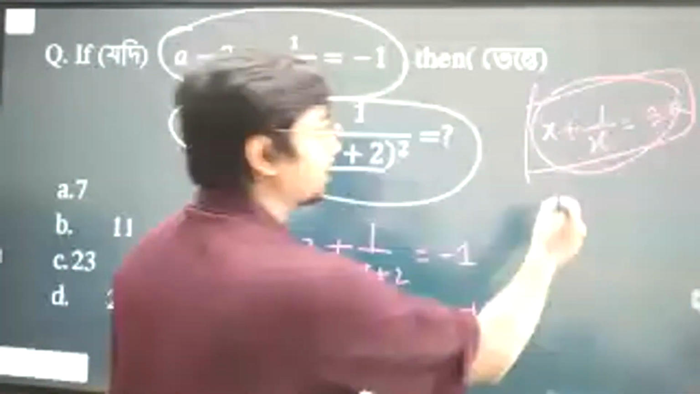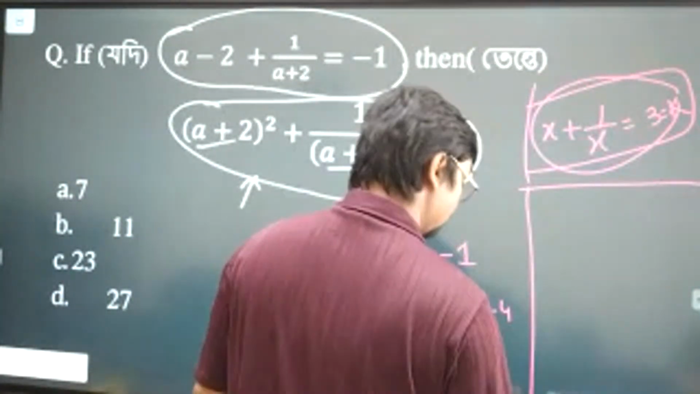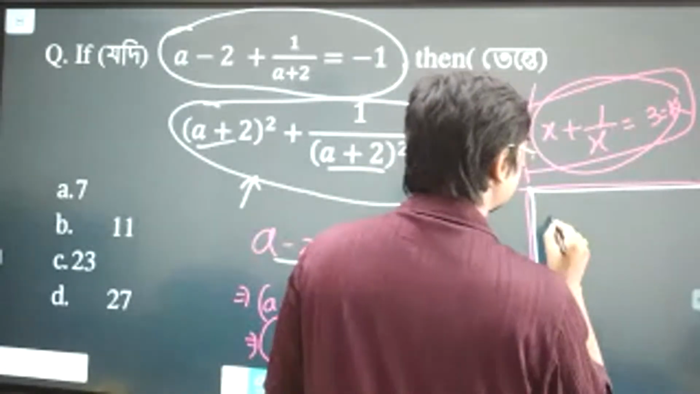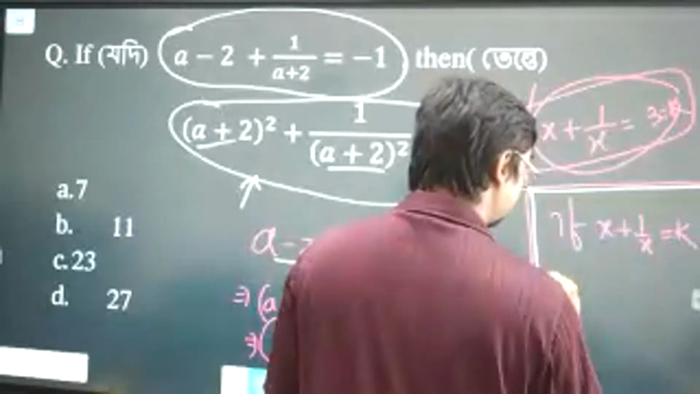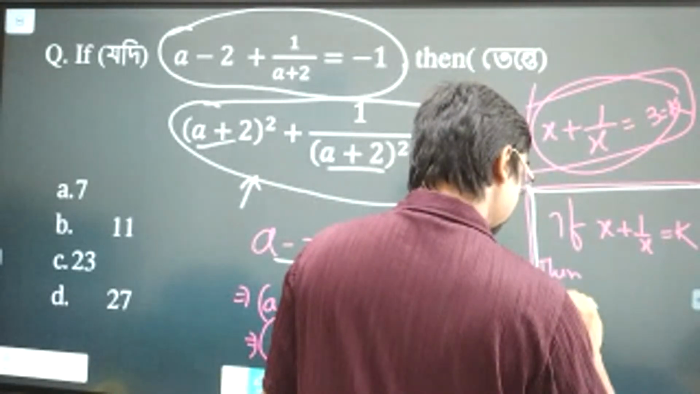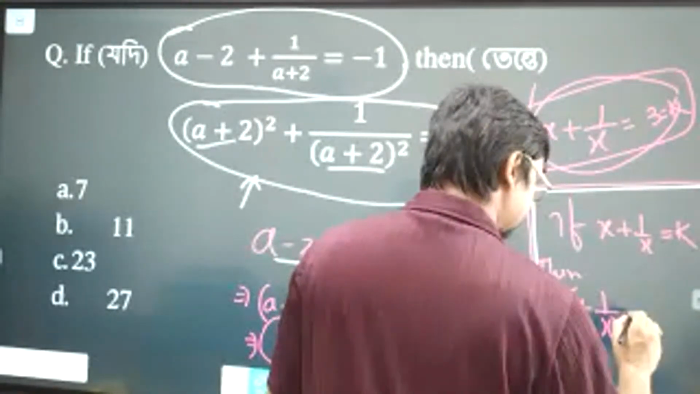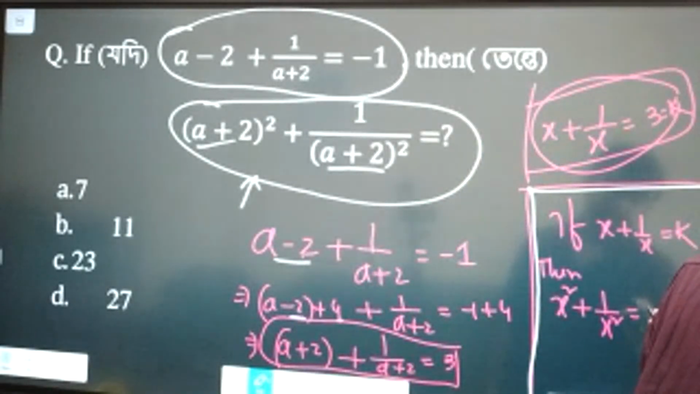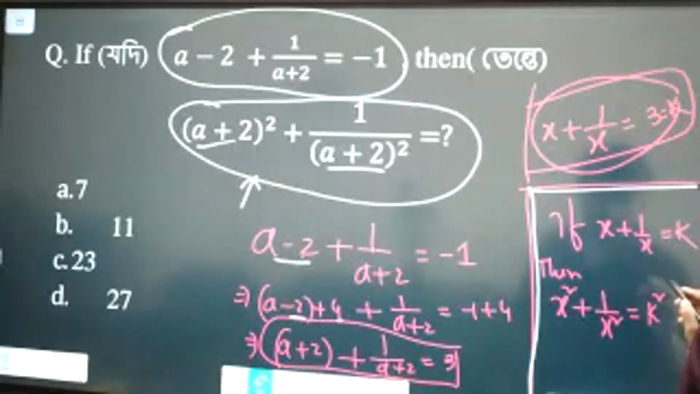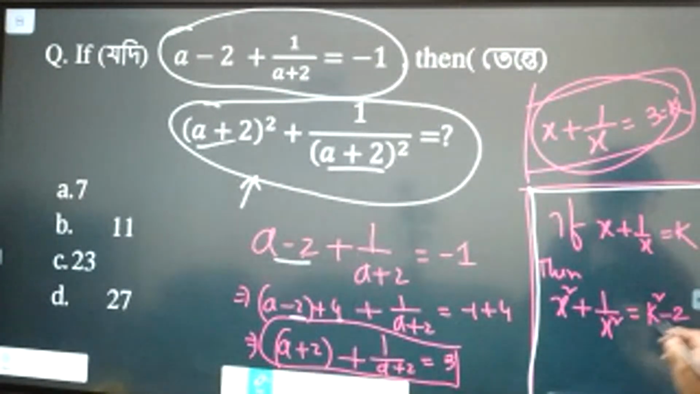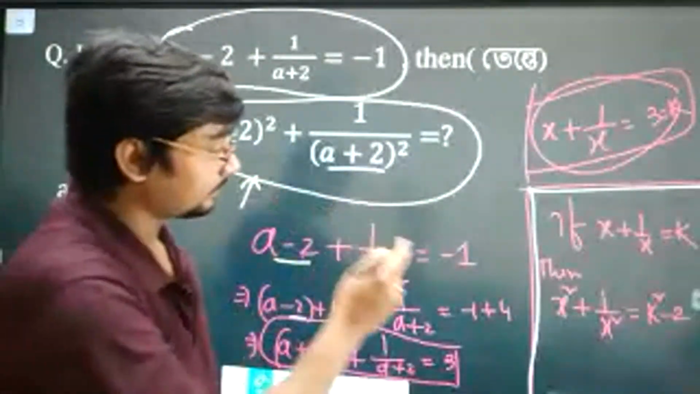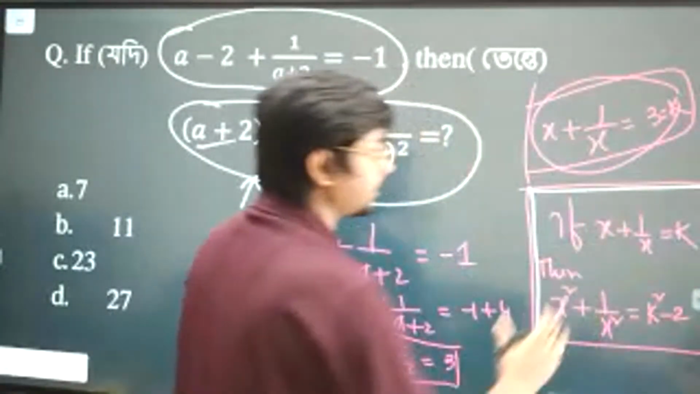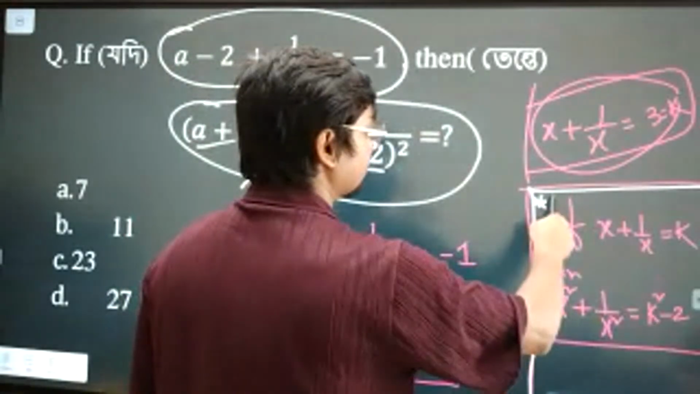Write the square formula also, just note it down. If x plus 1 upon x is equal to k, then x square plus 1 upon x square will be k square minus 2. This is the formula. Okay, I forgot. You just try to remember this formula also. This is for the square.